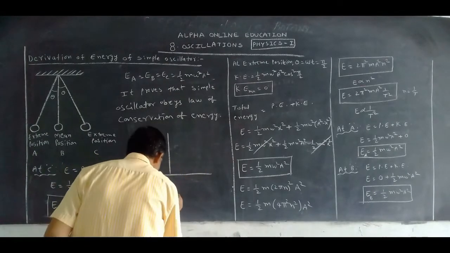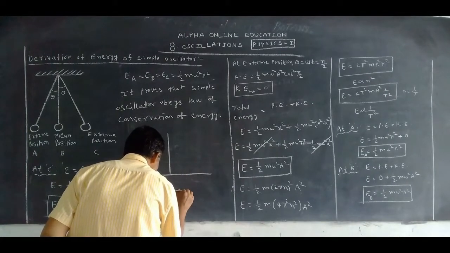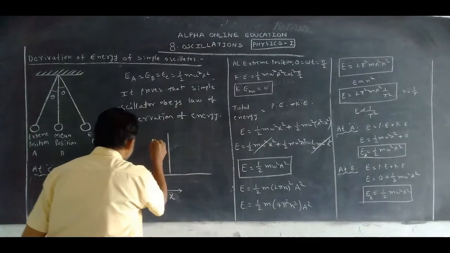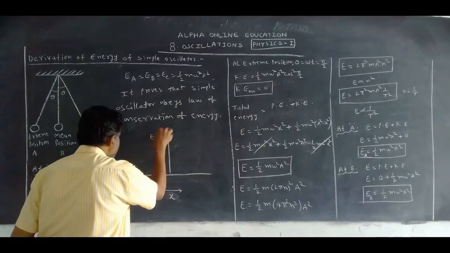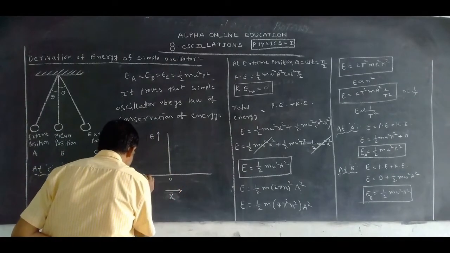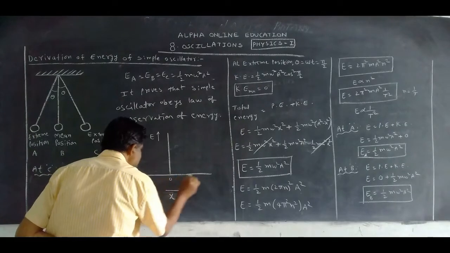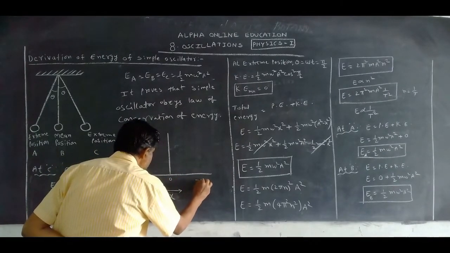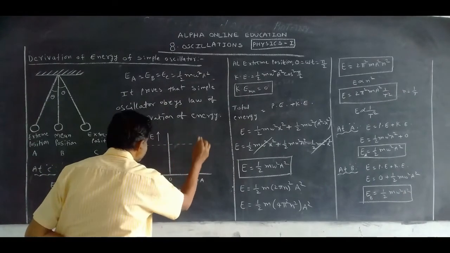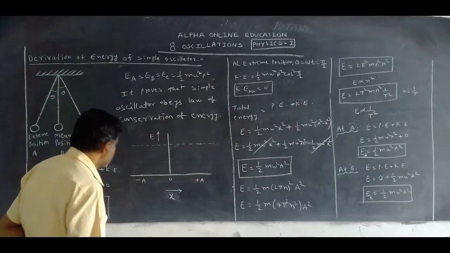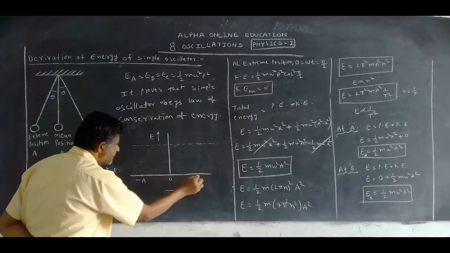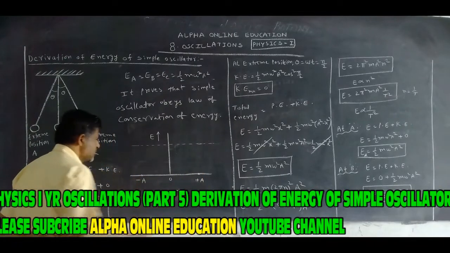This is the graph. Along x-axis we want to take displacement. Along y-axis we can take energy. This is 0. Here it is minus a. Here it is plus a. Now let us take another line. This is the mean position, extreme position, and another extreme position.